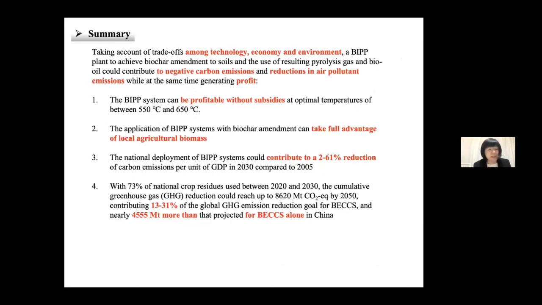To sum up, the main finding of our study is that we figured out a promising BIPP system that can be profitable at temperatures between 250 degrees and 650 degrees, and the BIPP does realize carbon negative emissions through biochar being returned to soil, and the development of this system should be encouraged. Its national development could contribute both to the national carbon reduction goal and to the international negative emission target.